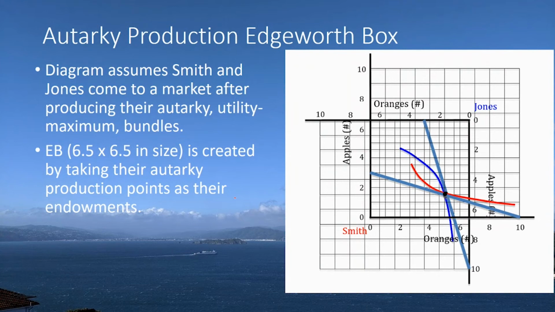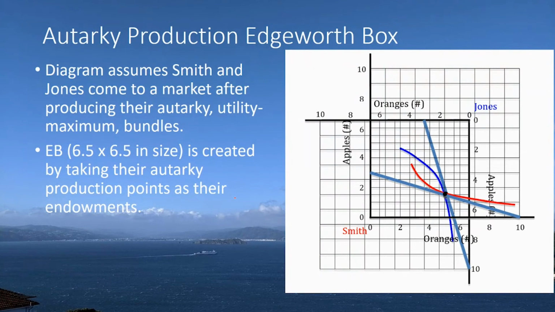Now you'll notice that this particular Edgeworth box is such that the dimensions of it are 6.5 long by 6.5 apples high. And the reason it's 6.5 by 6.5 is because Smith's coming to the market with 5 oranges. Jones is coming to the market with 1.5 oranges. The sum of that is 6.5 oranges. Likewise with apples. Jones comes to the market with 5 apples. Smith with 1.5 apples. The sum total is 6.5 apples. So the Edgeworth box dimensions is 6.5 by 6.5.